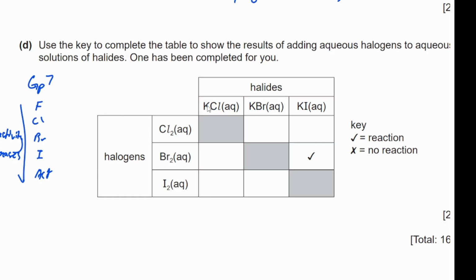So chlorine would displace all of the halides that are less reactive than it. So the only thing that chlorine can't displace would be fluorine. Okay, so in this case, chlorine would displace KBr, so that would be a reaction. Chlorine would displace iodine, so that would be a reaction. Bromine cannot displace chlorine because it's less reactive than chlorine. No reaction will occur. Okay, bromine would displace iodine, which is why there's a reaction. And finally, iodine, the least reactive out of the three, will not react with either of these.